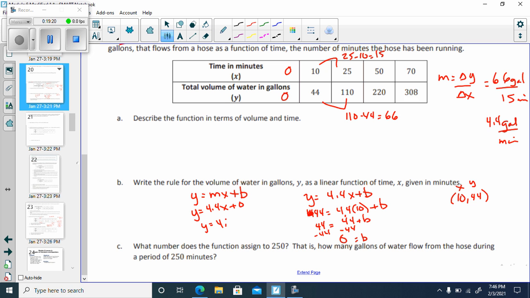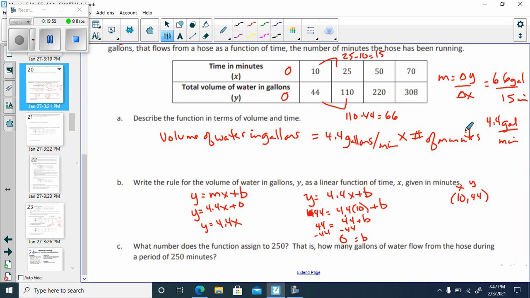Y is equal to 4.4 times x. What does this mean? This means our y, which is the volume of the water in gallons, is equal to 4.4 gallons per minute times the number of minutes. Okay.